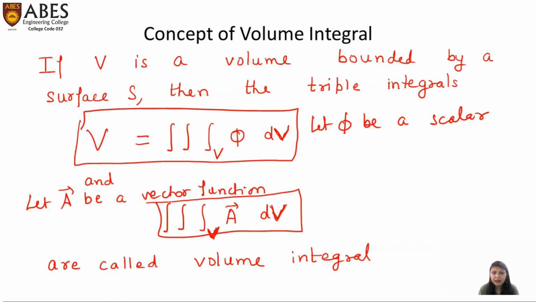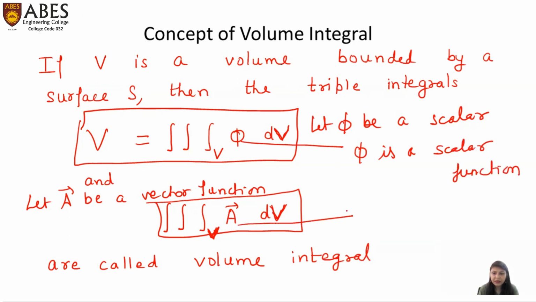So in this case, phi is a scalar function here. And this A is basically a vector function here. Okay, and phi and A, these both are functions of x, y, and z.